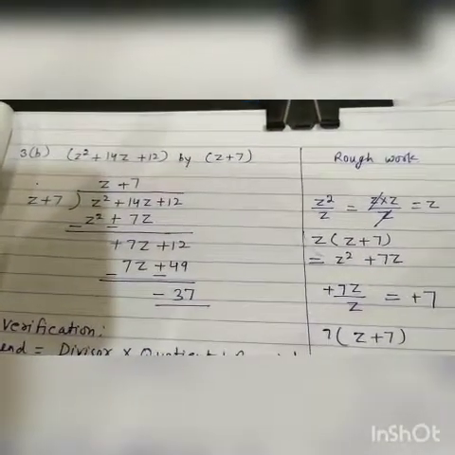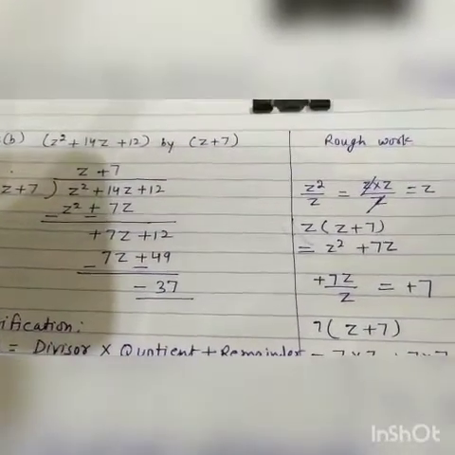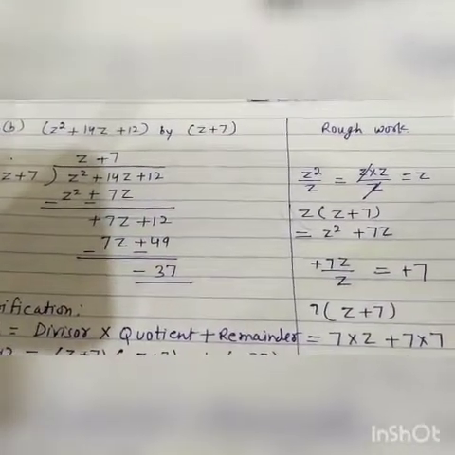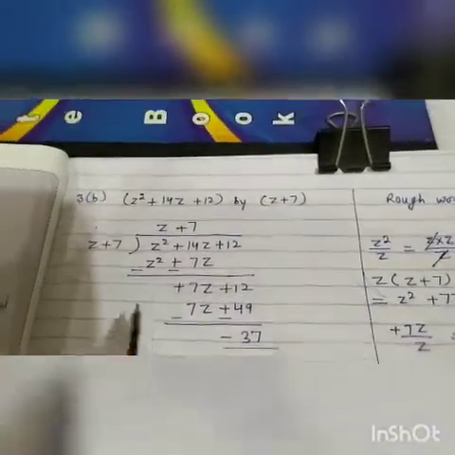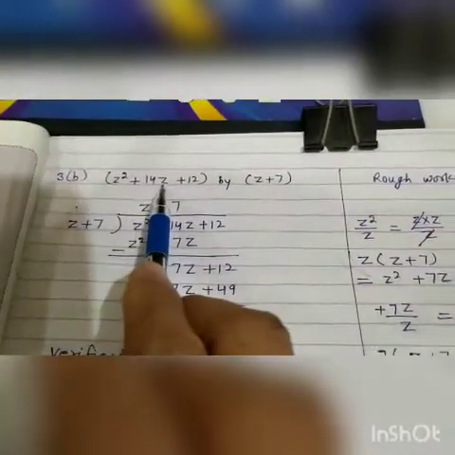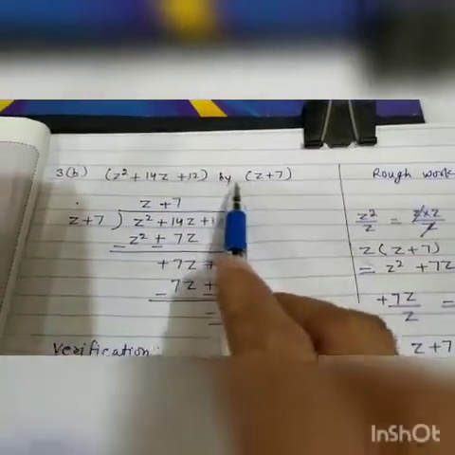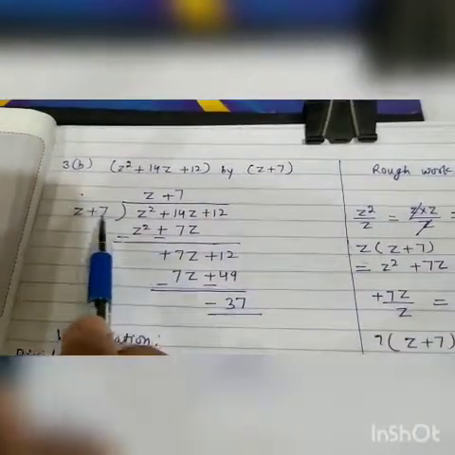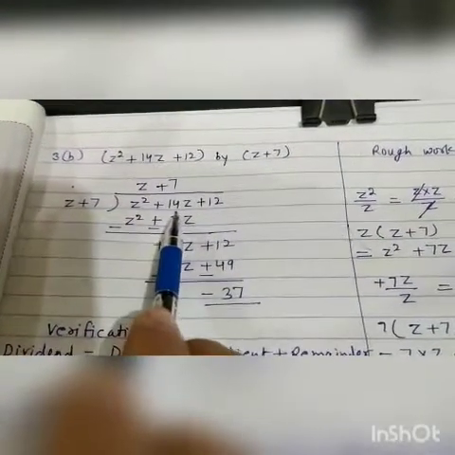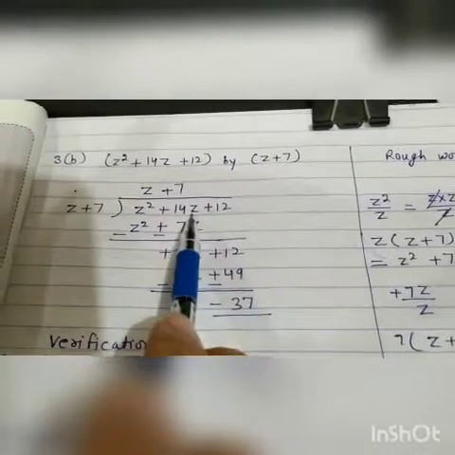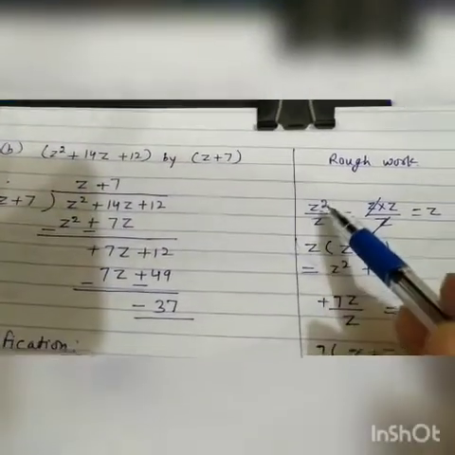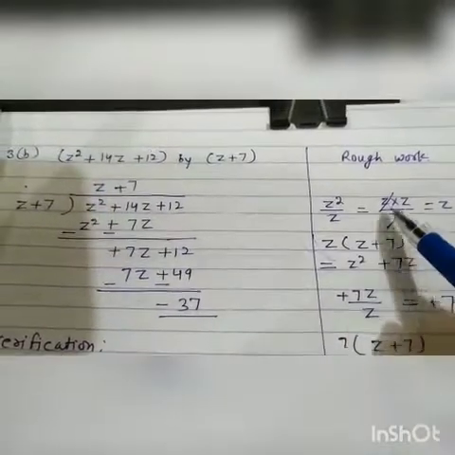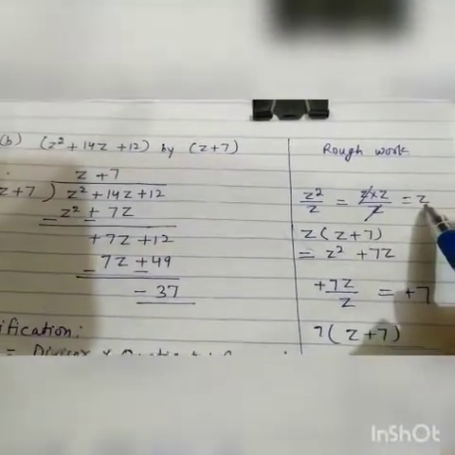Now question number third B. Z square plus 14z plus 12 by z plus 7. So this is divisor, this is dividend. Z square plus 14z plus 12 divided by z plus 7. See rough work. Z square upon z, z cancel. Z is the quotient.